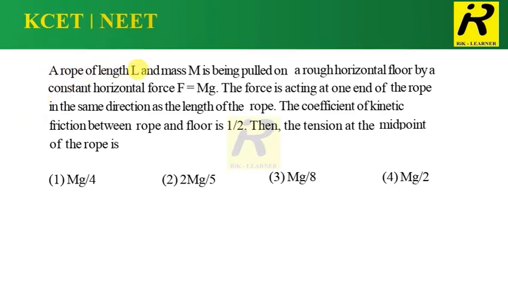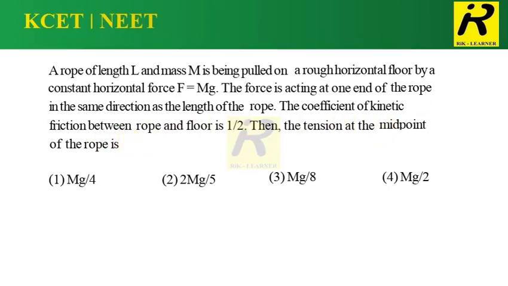Here we are having a question like this. A rope of length L and mass M is being pulled on a rough horizontal floor by a constant force F, which is also horizontal, and F is equal to mg. The force is acting at one end of the rope in the same direction as the length of the rope. The coefficient of kinetic friction between rope and the floor is half. Then the tension at the midpoint of the rope is?